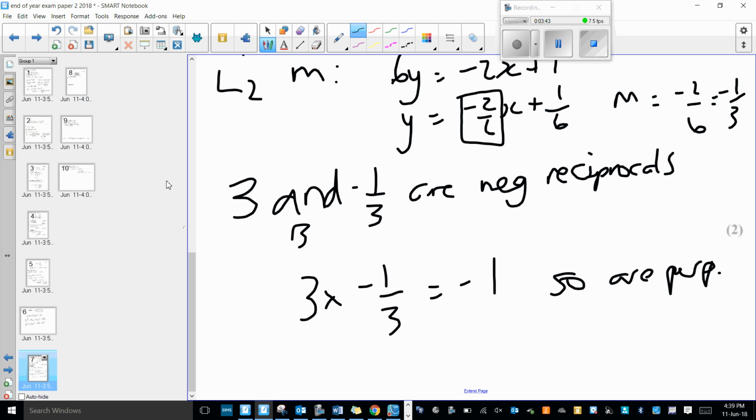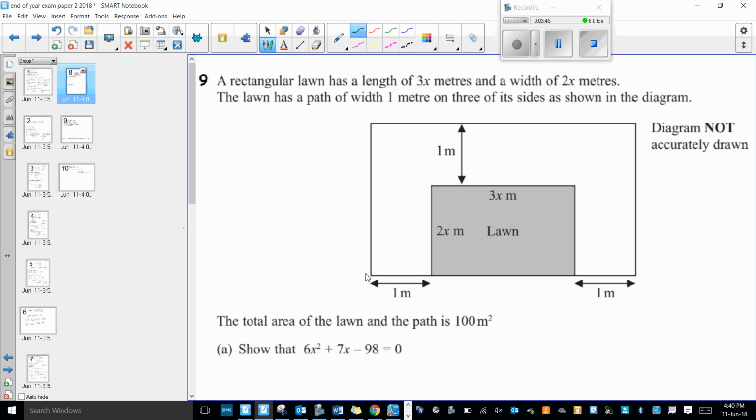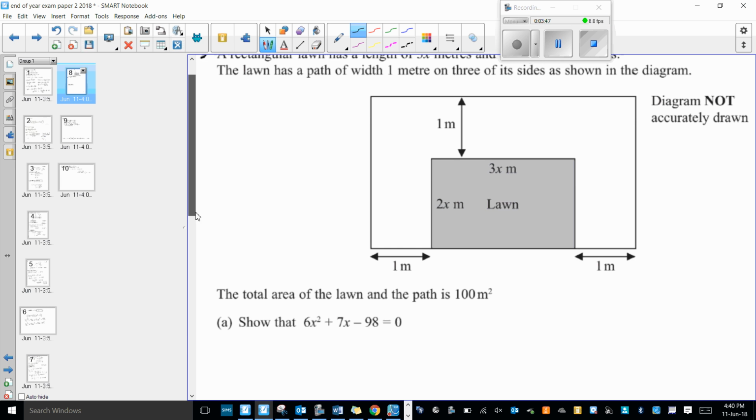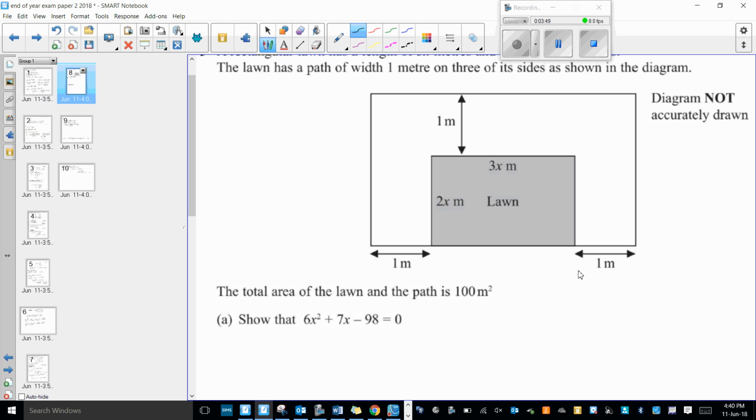Alright, and this is another show that question. We're talking about the total area of the lawn and the path being 100 meters squared. So we need to find this total area.